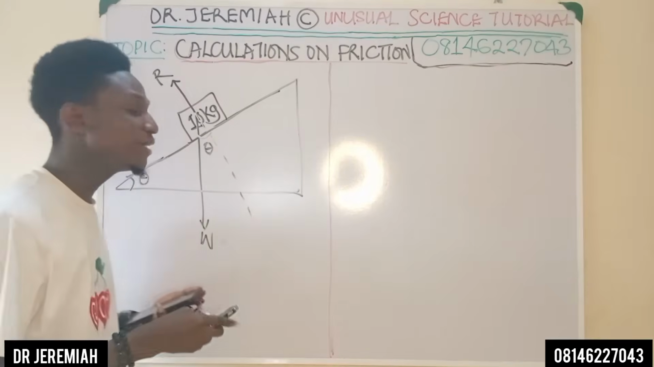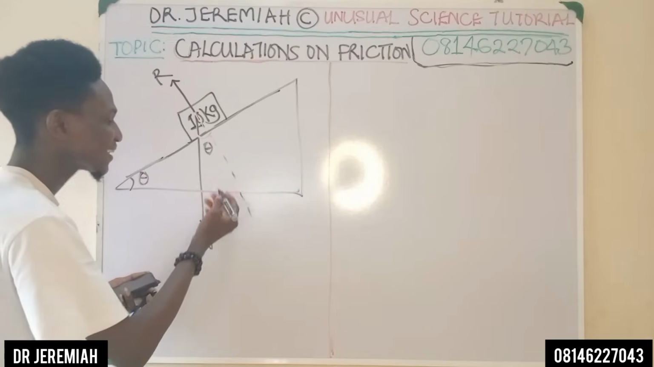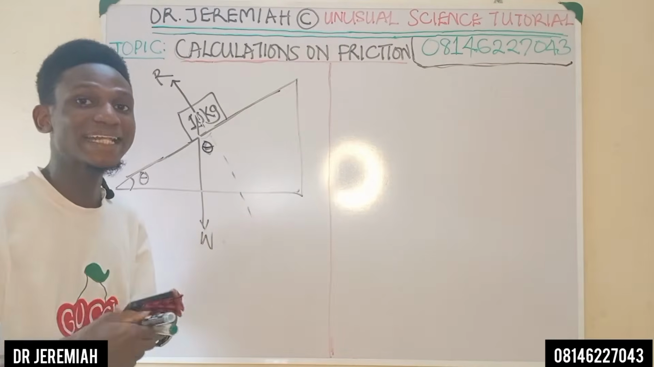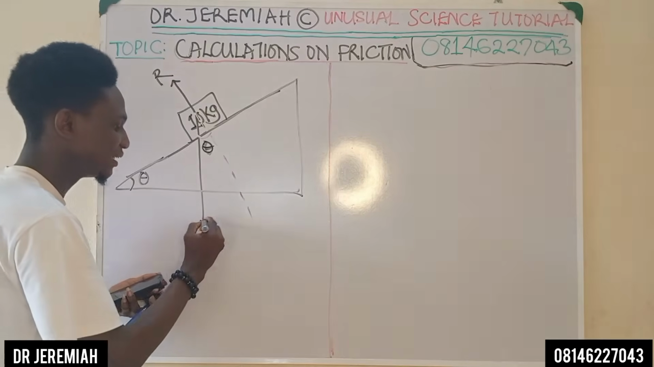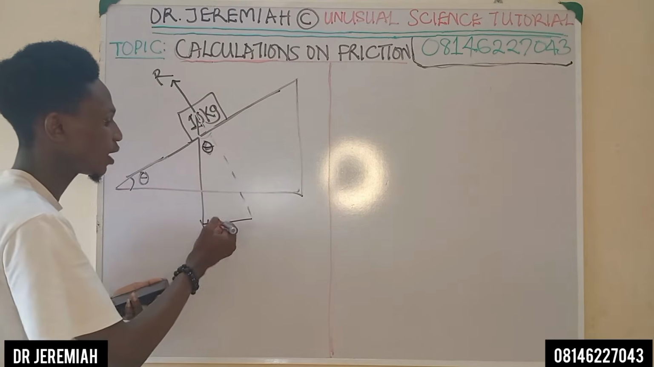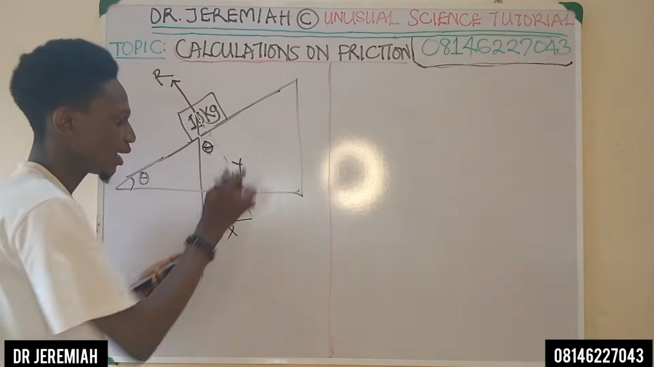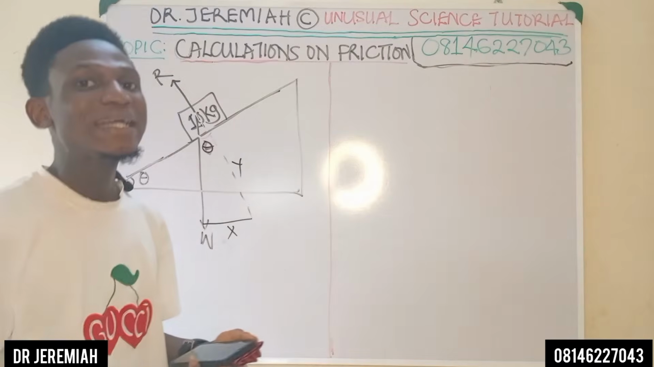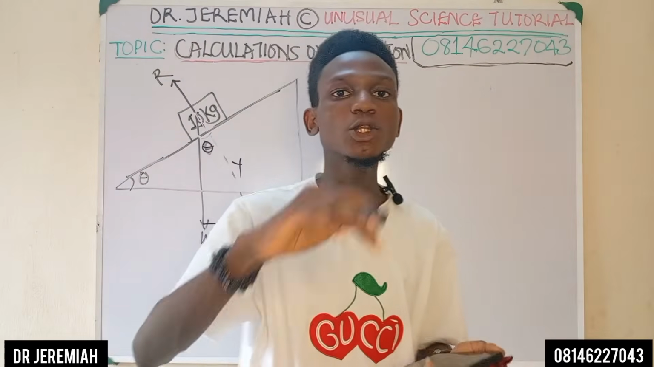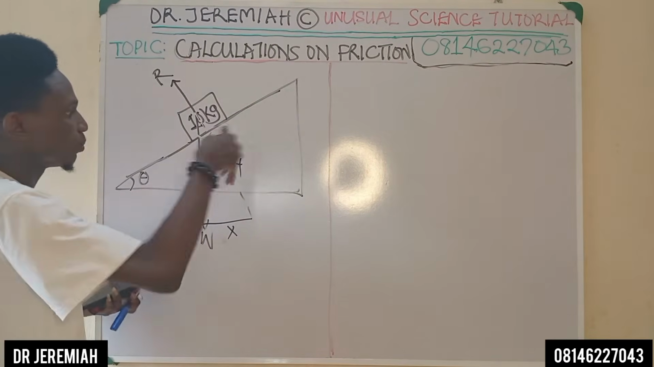Remember I said during our friction on a horizontal surface that when you have something inclined at an angle, you cannot just use weight like this. Now you have to resolve it either to the vertical or to the horizontal. So let's label here as X and here as Y. Now this is the resolution of weight. We have the resolution of weight along the plane and down to the vertical, perpendicular to the plane.